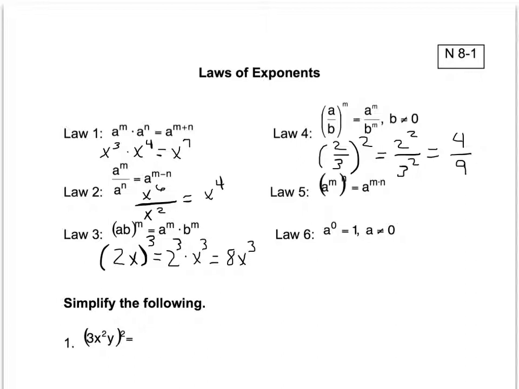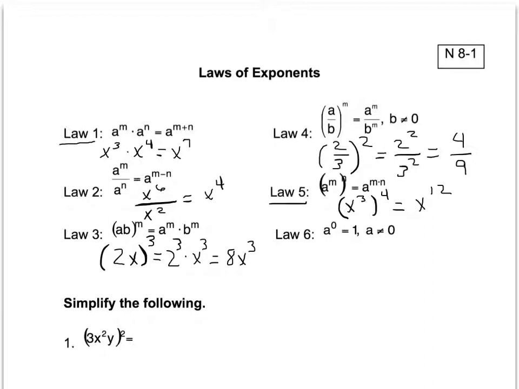Now Law 5 tells us if we already have something raised to a power and then it's raised to another power, we simply multiply exponents. So for example, if I had x to the third and I wanted to raise that to the fourth power, that is the same thing as x to the 3 times 4, which is x to the 12th. So if it's a power raised to a power, multiply exponents, that's Law 5. But if we're multiplying and the bases are the same, look at Law 1, that means we add the exponents. So you'll have to be careful you keep those two laws straight.